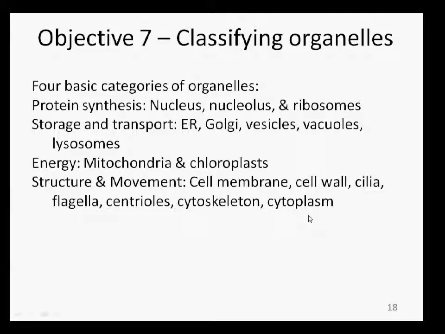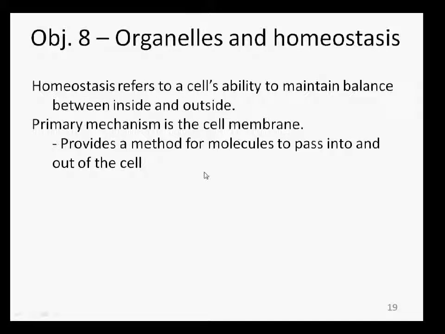The next set is for objective 8, organelles and homeostasis, which you have all typed out completely on the list of objectives. But guys, homeostasis is just the cell's ability to maintain a balance between inside and outside, and we're going to focus a lot more on this when we get to talk about the cell membrane in the next unit. But basically the cell membrane is in charge of maintaining balance of particles, molecules moving in and out.